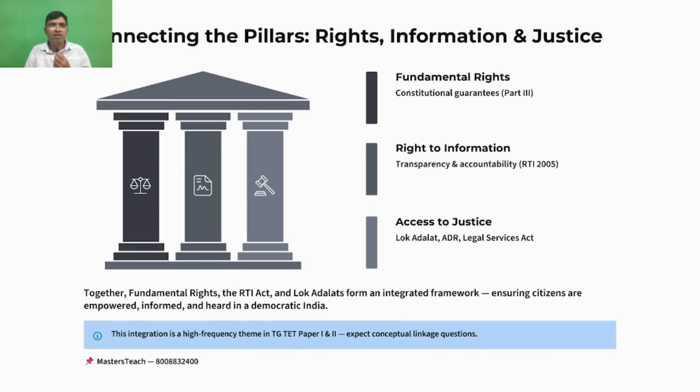So the three pillars of the Indian Constitution: rights, information, and justice. Fundamental rights are mentioned in Part 3, and right to education. For transparent accountability, there is the Right to Information Act 2005. Then access to justice: Lok Adalat, ADR, Legal Services Act. So that is the thing you have to remember.